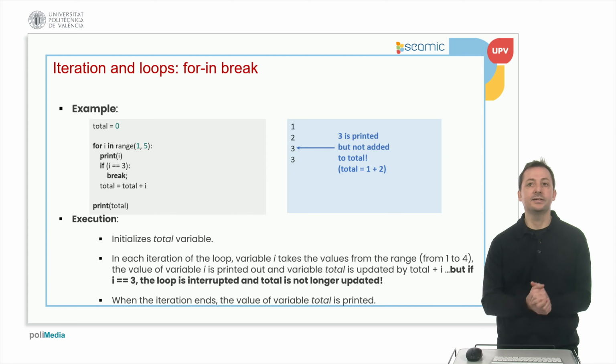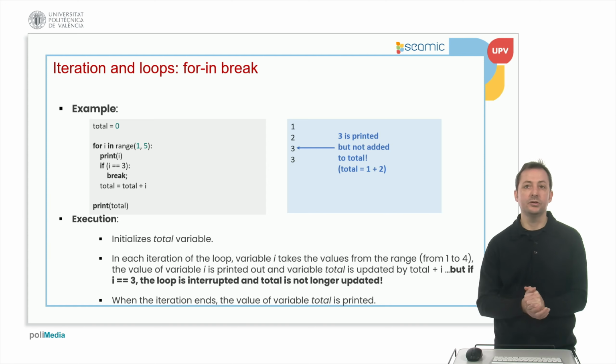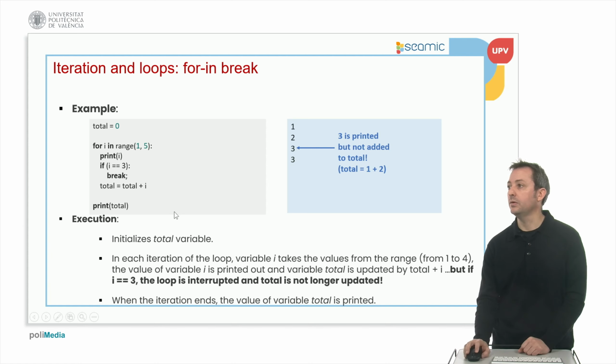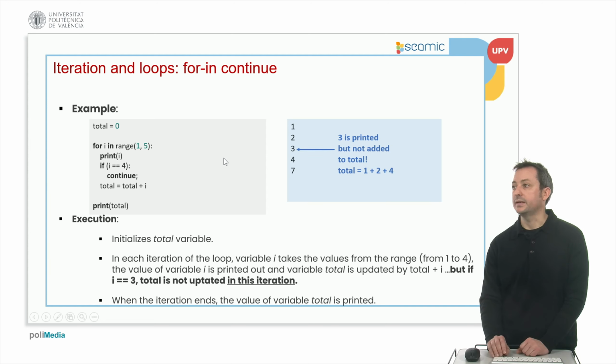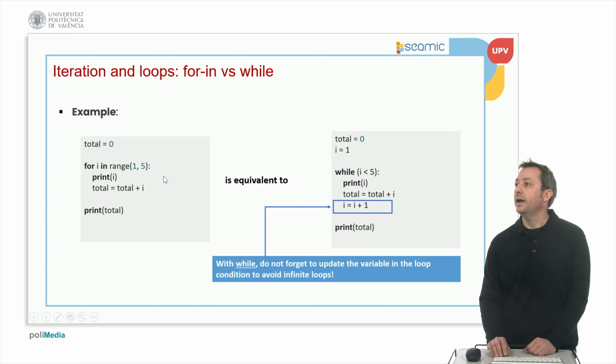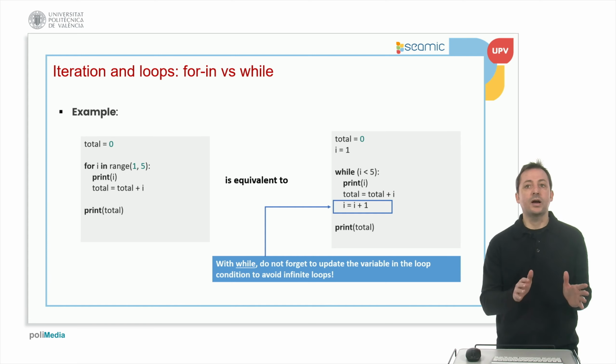In a similar way to the while loop statement, we can use break and continue to stop the execution of the for. In this example, if this condition is true, the break causes the for to end at this point and prevents it from going until the last of the range values. In a similar way, the continue statement breaks the iteration. And if you have a for, you can convert it into a while.